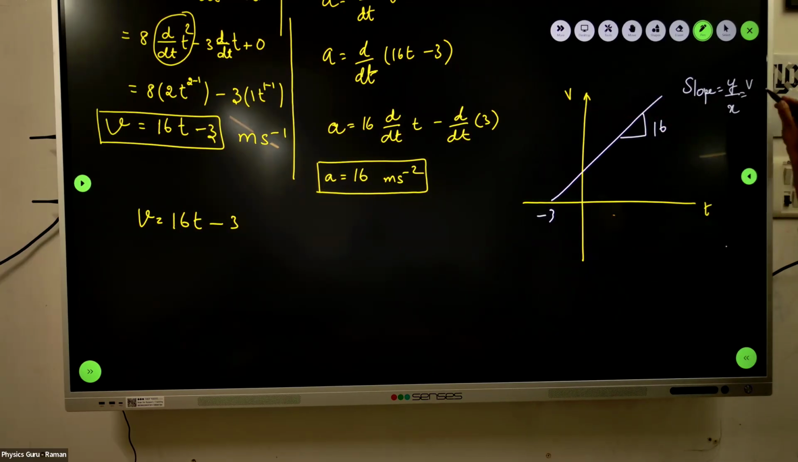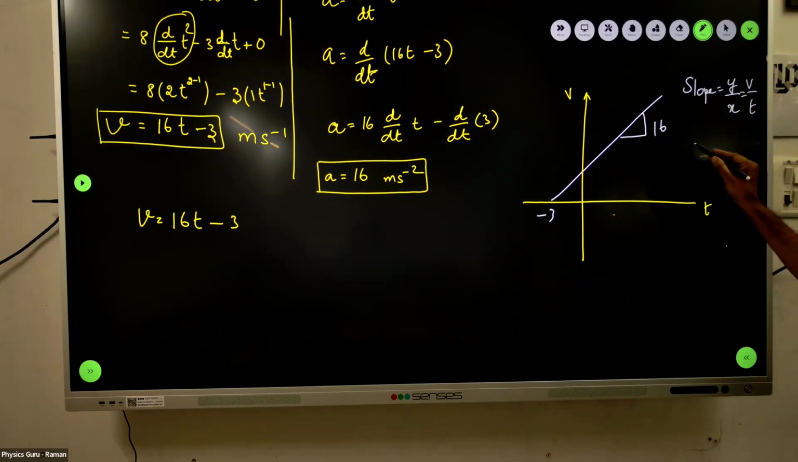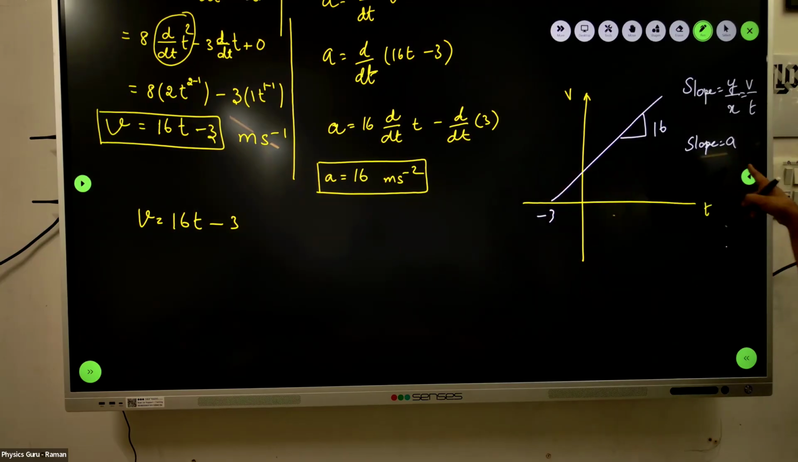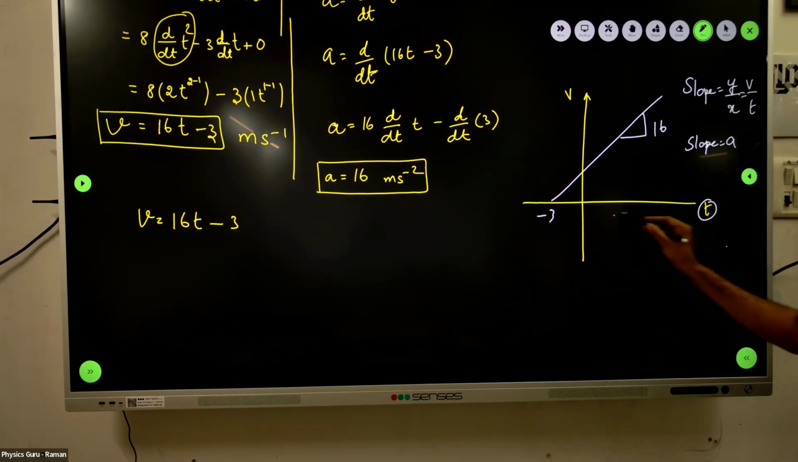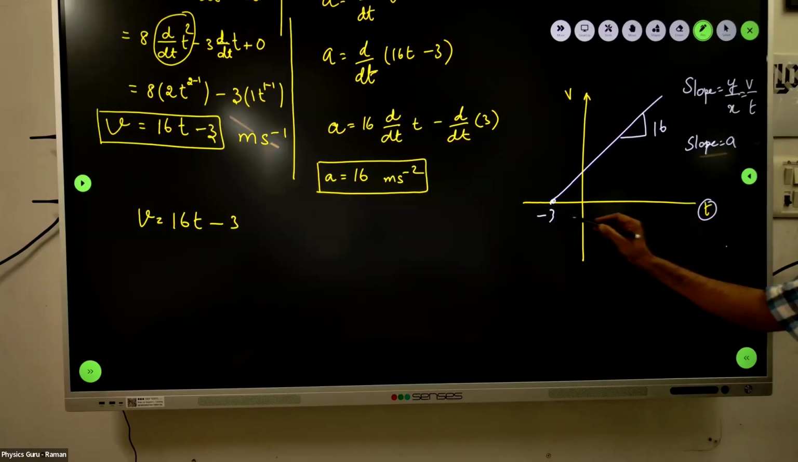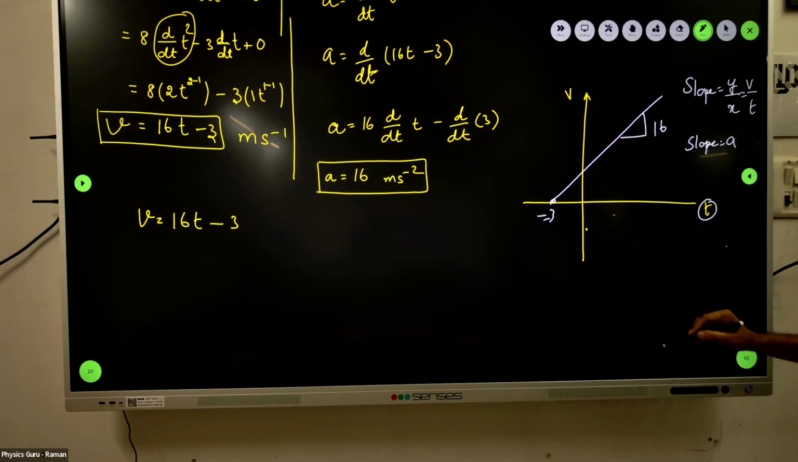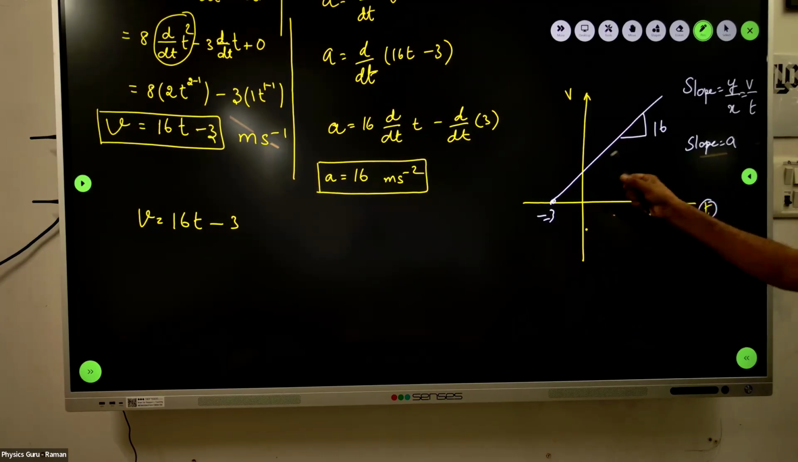Velocity is on the y-axis and time is on the x-axis. So the slope gives me acceleration. Now, I have already calculated the acceleration. How much is that? 16. So when I make the time equal to 0, I already have the velocity.